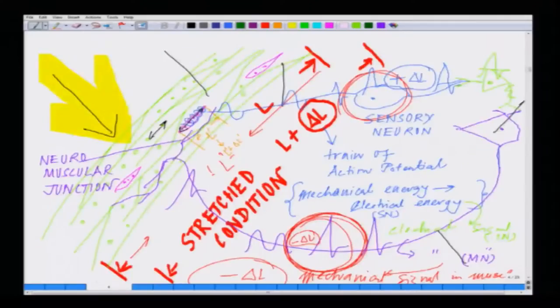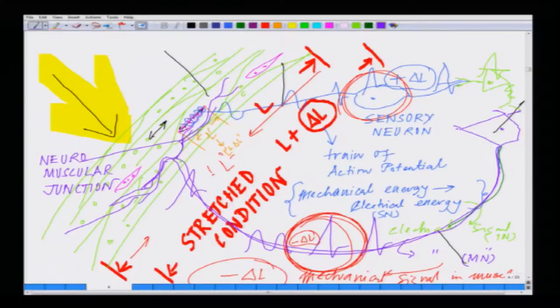So, when I showed you the circuit out here, I told you that this motor neuron is coming all the way and taking care of your muscle, fine. But I told you that there is a change in the length of this muscle spindle too. So, the muscle spindle has to come back to its original position. How is that being taken care of?